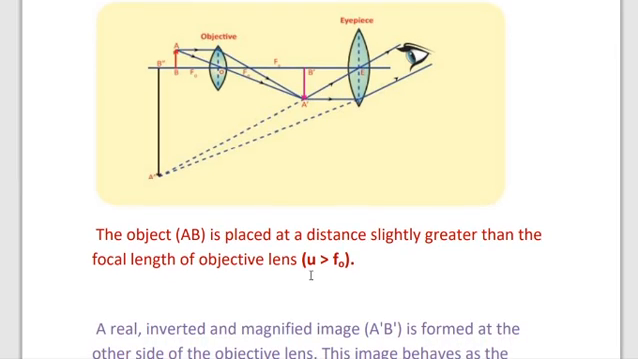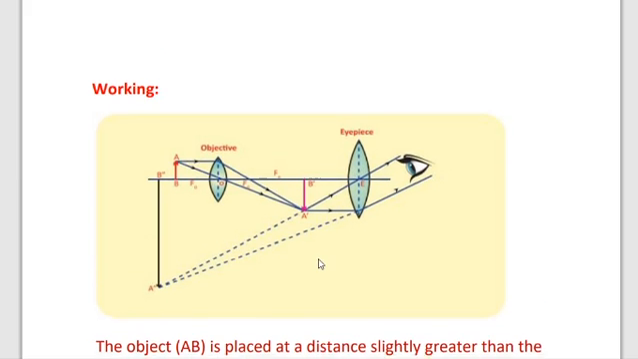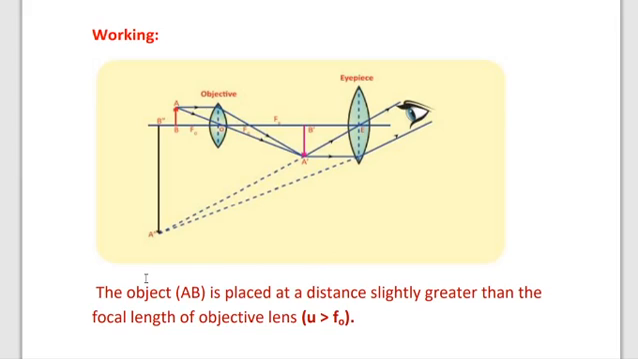That means U is greater than F_O, where F_O means the focal length of the objective. A real, inverted and magnified image is formed on the other side of the objective lens. With the help of the first lens, the objective lens, the rays from the object meet at a particular point, so we get the image of that object.